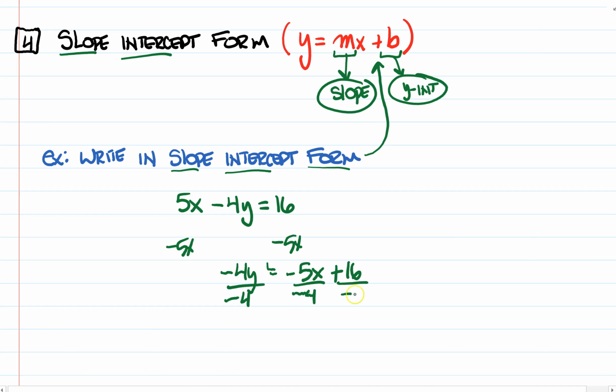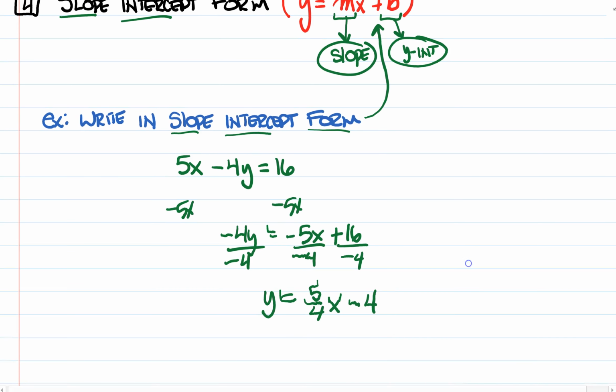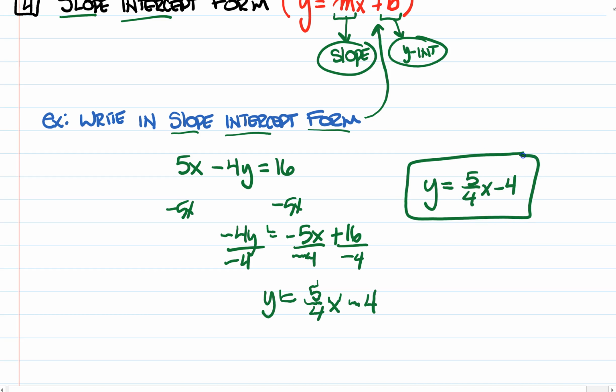Negative 4 divided by negative 4. So I would get y is now equal to negative 5x divided by negative 4 is 5/4 x. And then positive 16 divided by negative 4 is negative 4. Sorry, that's so weird like that. So the answer should be y is equal to 5/4 x minus 4. And that would be the answer for slope-intercept form.